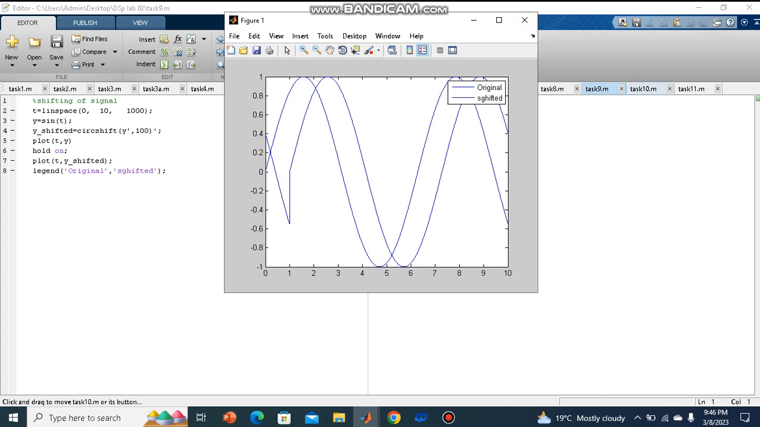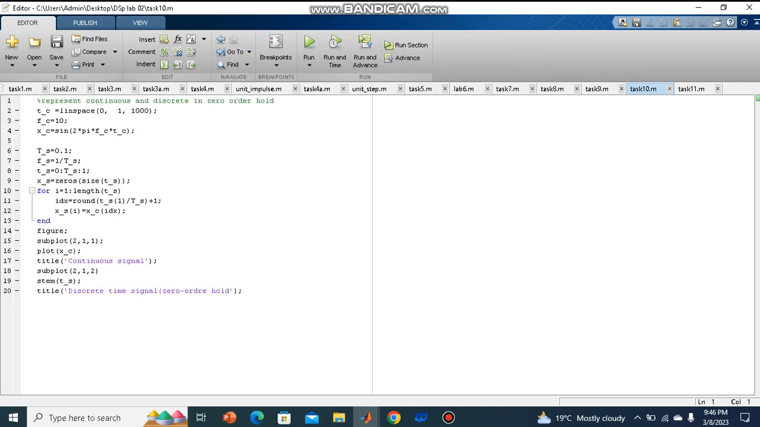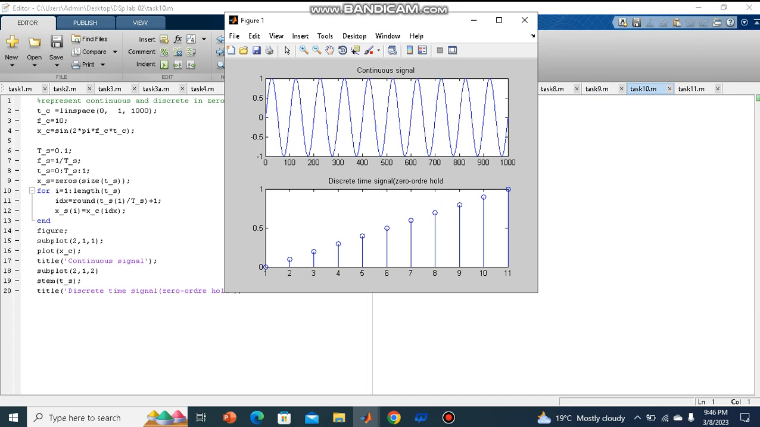Moving on to task 10. This is task 10, and we are representing continuous and discrete in zero order hold. We have given commands in MATLAB, and now we run this, and we are shown a continuous signal as well as a discrete time signal, which is a zero order hold. As I have mentioned before, we will represent continuous and discrete signals. These are the results of them, and this was our task 10.